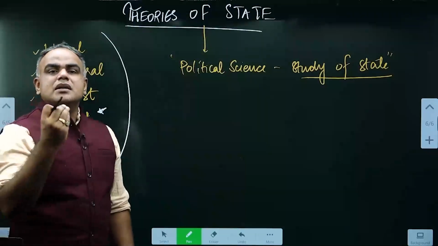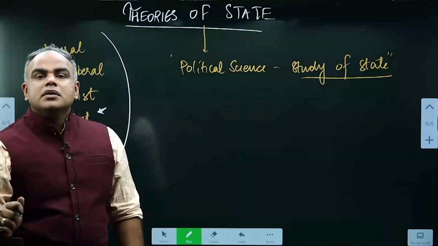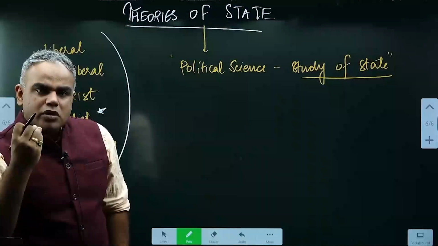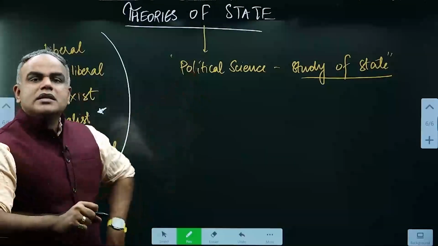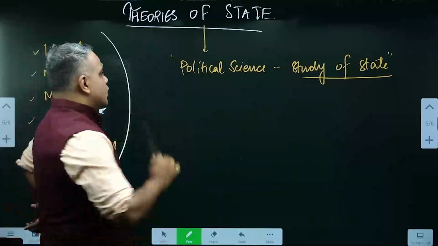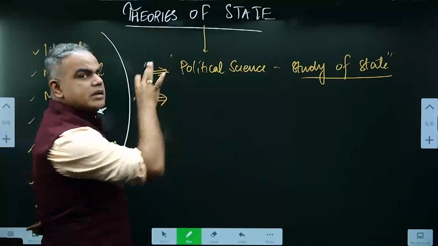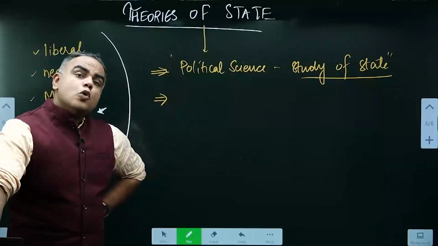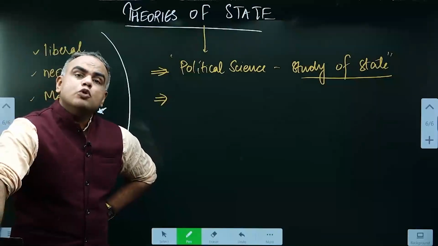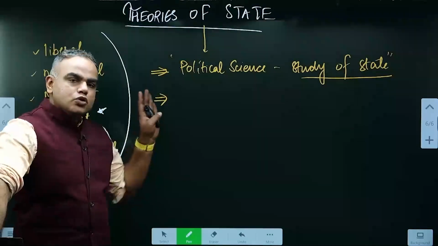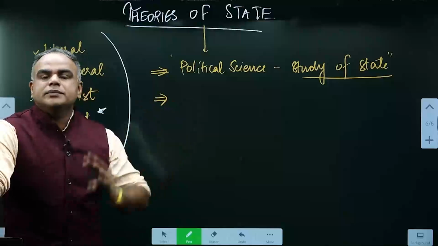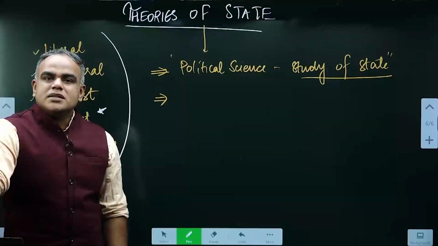So the state is a very important entity when we talk about political science. Which is why today in this first part of the lecture of theories of state, I will first tell you about the origins of the state. I will tell you about the evolution of state from the ancient times to the modern times. How has the state evolved? All this becomes very important for us, right?